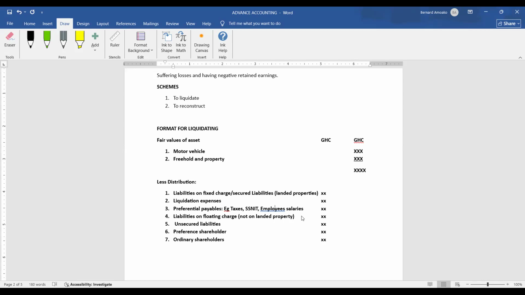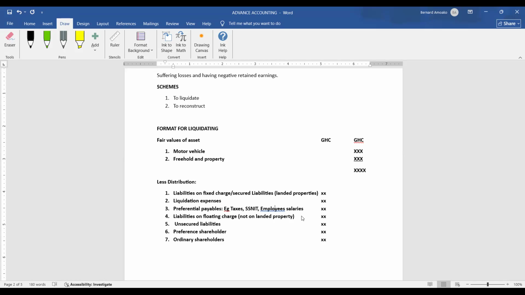The sixth one is anything regarding a preference shareholder, either the interest you need to pay the preference shareholder or whatever you have to pay the preference shareholder must be treated as point number 6. After which the last one is ordinary shareholders. You now look at the ordinary shareholders, what you owe them and pay them off. This is all for liquidating.